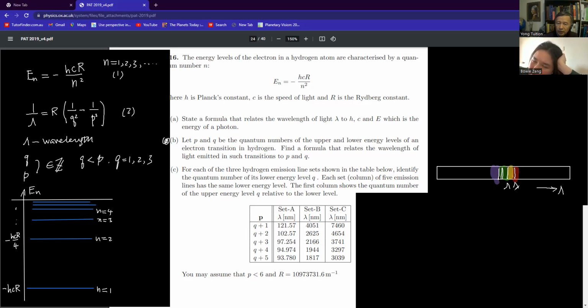So basically, the formula for each lambda, according to the second formula, is called Rydberg, who worked out this formula before Bohr. But we know that this formula can be used to find the formula that relates the wavelengths of light emitted in such transition. So we just pretend we don't know the second formula. We are going to use the first formula to derive it, right? How to do that?